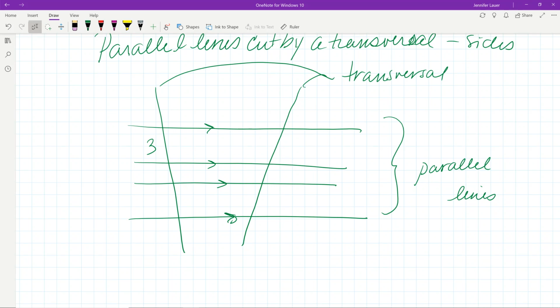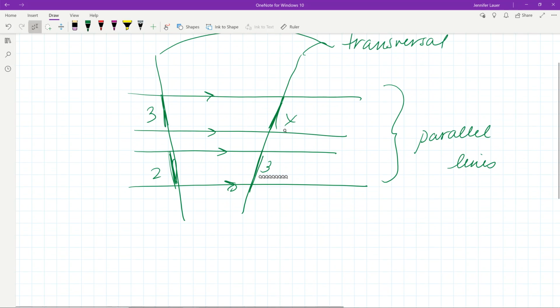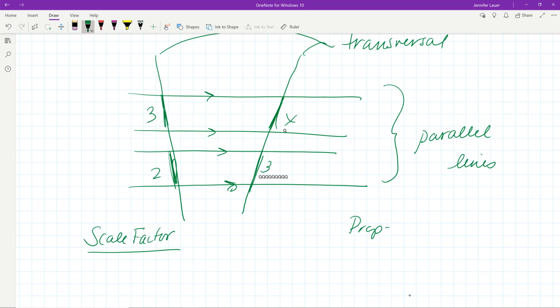So I'm just going to put some measurements in here. And we're talking about lengths here. So this is the length of this, the length of this, the length of this. There are two ways to solve this. I'm going to show you both ways, but I'm going to show you what I believe to be the quickest way. There's a scale factor way, and there's a proportion way.